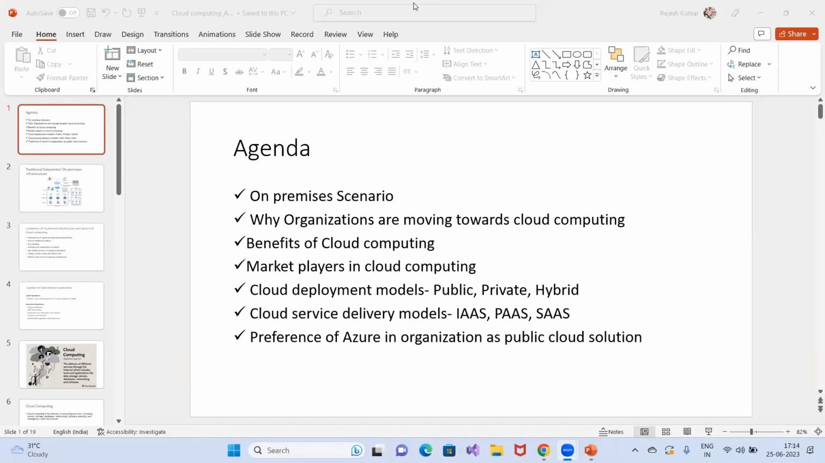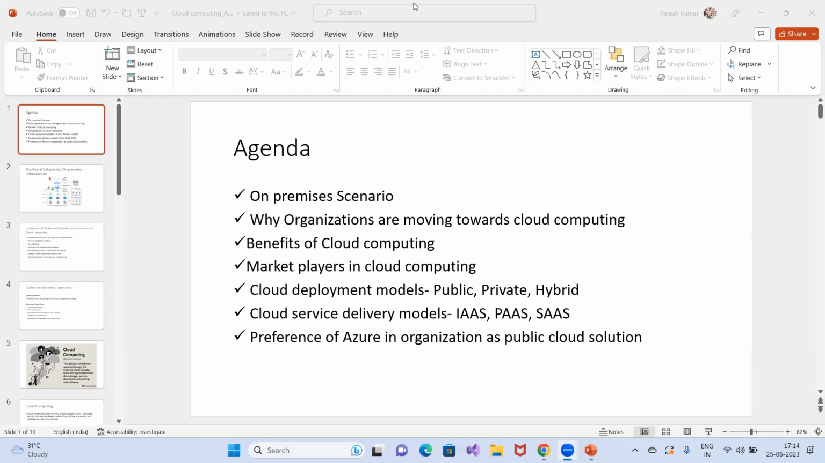Today is a demonstration of Microsoft Azure Cloud. We are introducing the next session we have for Microsoft Azure Cloud, so for that, we are hosting the demo today. Next weekend, we are going to start the batch.